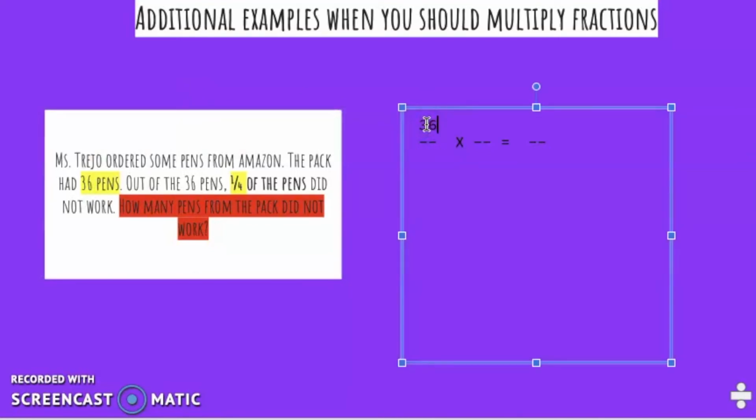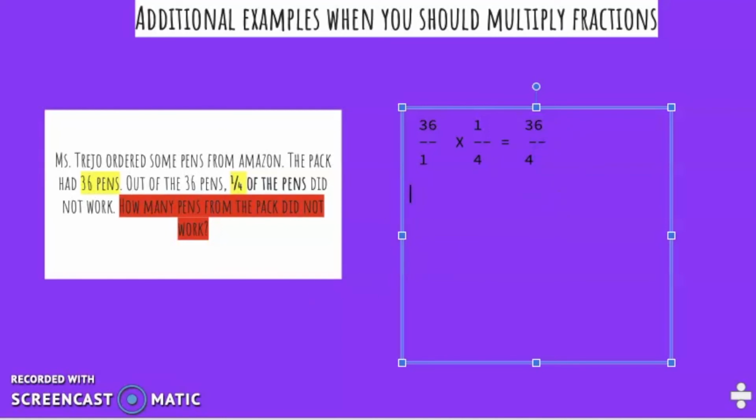So I know that there's 36 pens in the pack, and 1/4, and I'm going to put my 1 under the 36 because remember, we always have to turn our whole numbers into fractions. So I will do that. And I have 1/4 of these 36 pens not working. So I'm going to multiply my numerators. 36 times 1 gives me 36. And I'm going to multiply my denominators. 4 times 1 gives me 4. So again, guys, I have here an improper fraction because my numerator is greater than my denominator, 36 over 4.